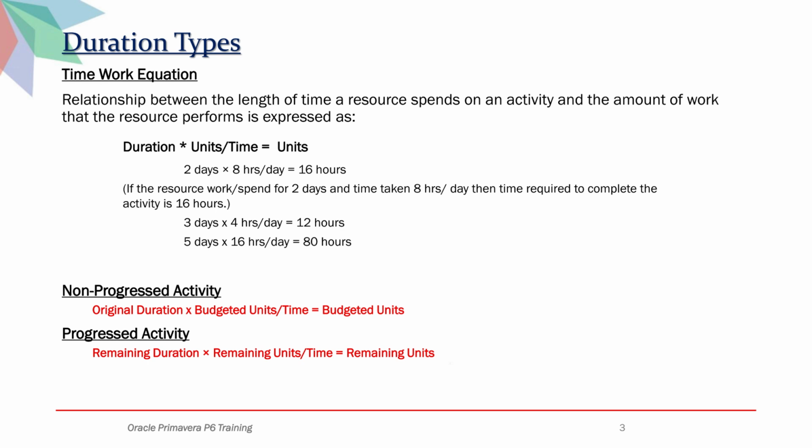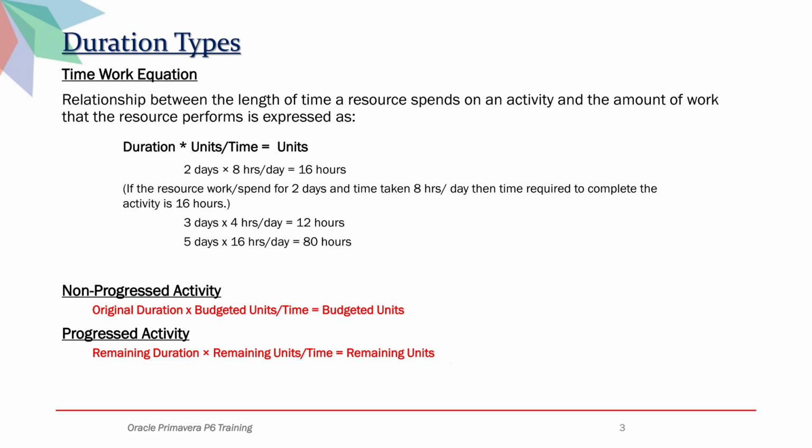For a non-progressed activity, the relationship is original duration times budgeted units per time equals budgeted units. Since no work has started, Primavera uses the original duration and the planned resource assignment rate to calculate the total budgeted units. For a progressed activity, the relationship changes to remaining duration times remaining units per time equals remaining units.